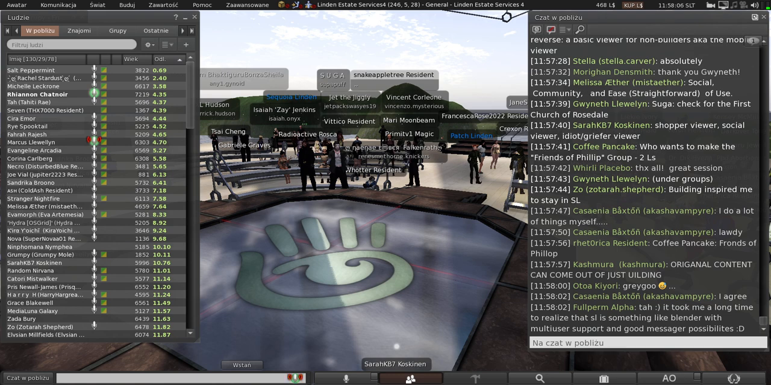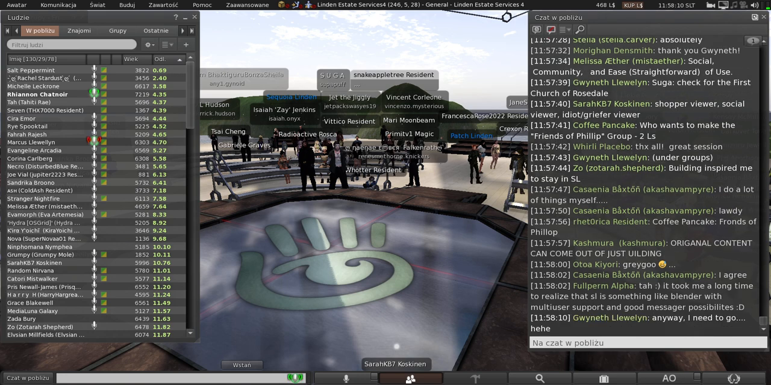And there's something else to consider too, I think, that's very important: building tools are not just for creators. How many times have any of us had to adjust our hat using building tools or a HUD?